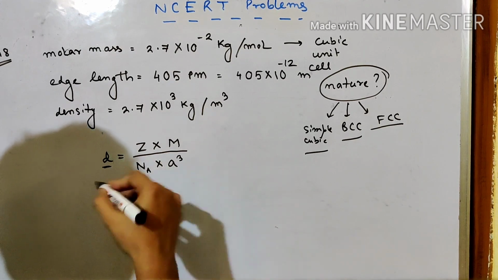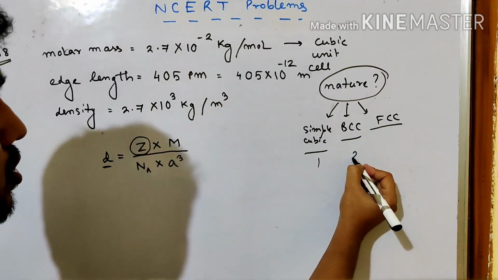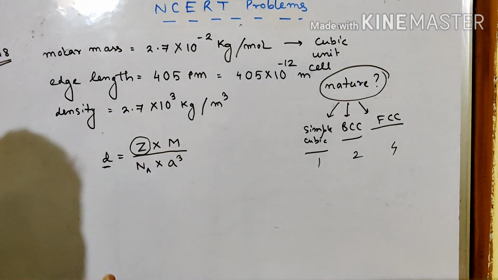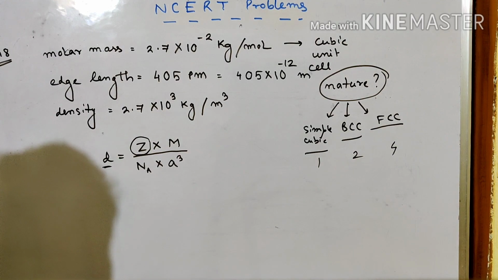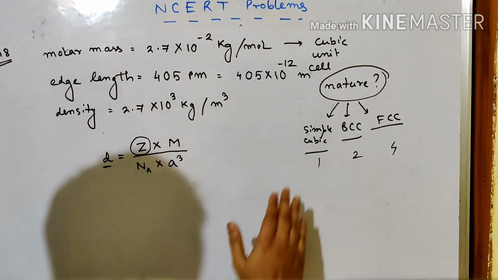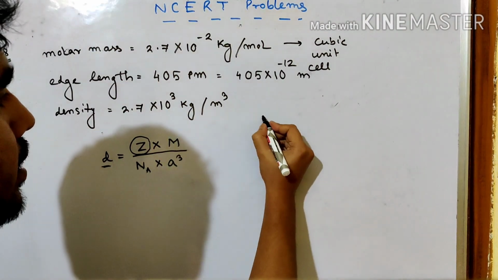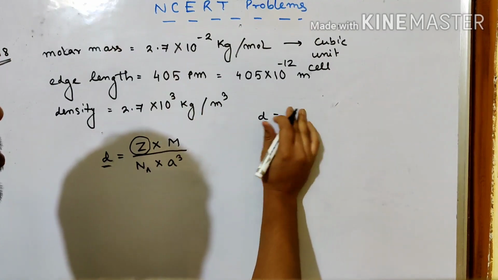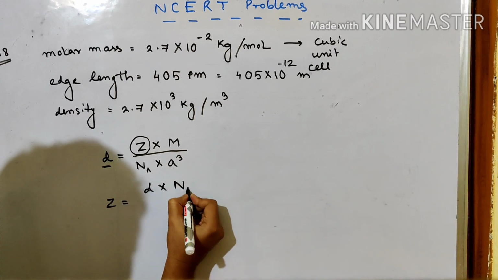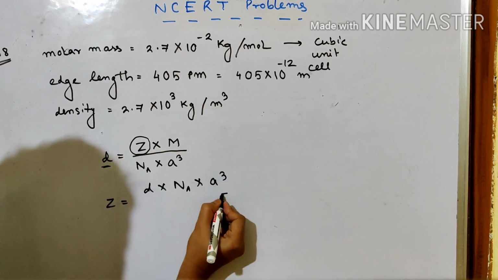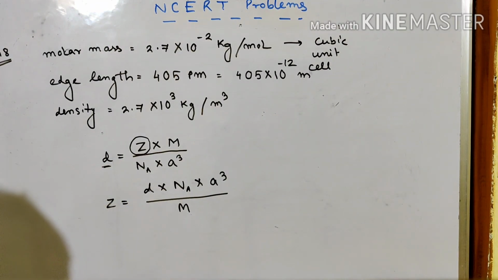Now from here we will find out the value of Z. For simple cubic it is 1, for BCC it is 2, and for FCC it is 4. So our target will be, from all these values, let us find out the value of the density. So D is equal to, we can convert this. Z is equal to D into NA into A cube divided by M. So that we are going to solve. So let us find out the value of Z.